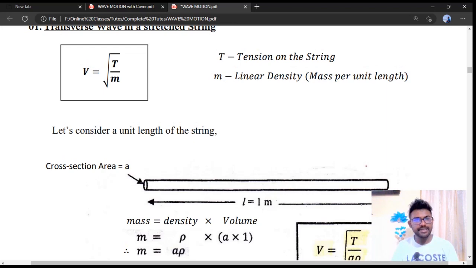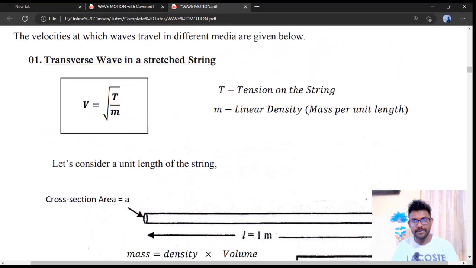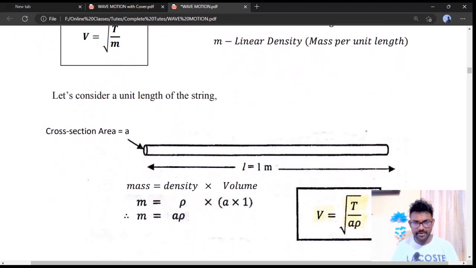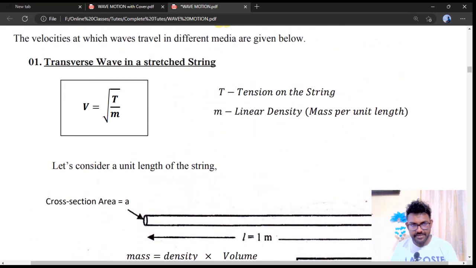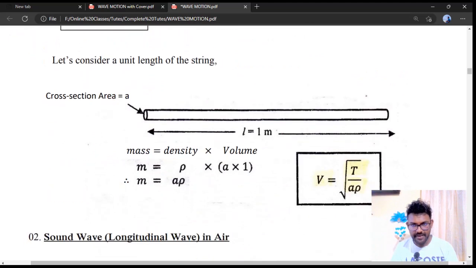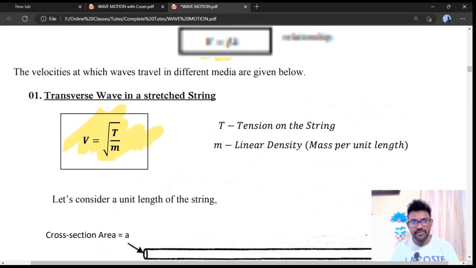since we are considering the mass per unit length. So we are just considering the 1 meter. So instead of the mass per unit length, I can just write A times rho. Here we have the A and here we have the rho, A times rho. Then we can replace the m in v equals root T over m, the mass per unit length, with A times rho. That's how you can find it out.